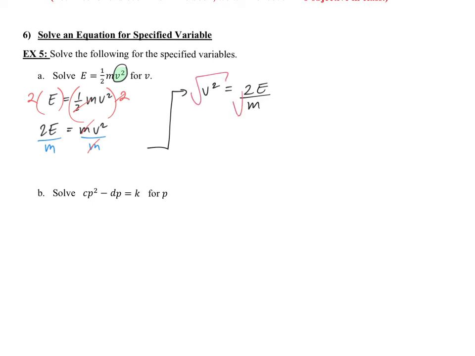Lastly, let's go ahead and use the square root property, remembering that plus or minus, once again very important. That cancels, and we're left with v equals plus or minus root 2e over m. And we are done. We can't simplify those values, so we're just going to leave them as they are.